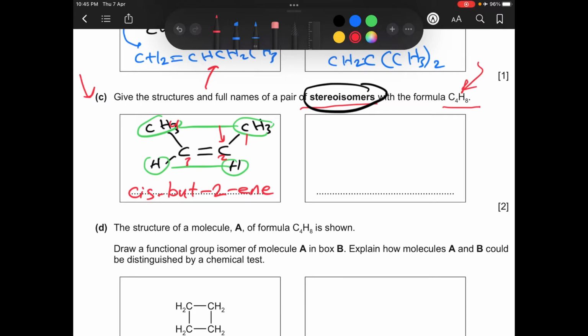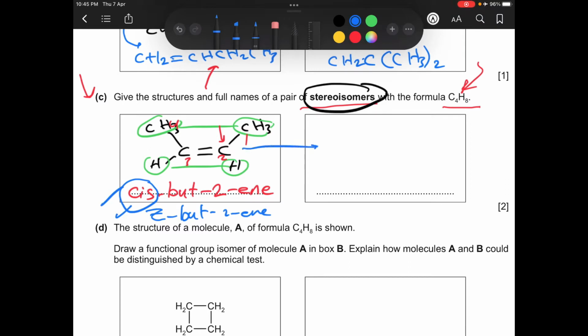You can draw that, or describe the cis in terms of a symbol, which is Z. Z comes from a German word, Zusammen, which means together. So you can say Z, but if you just like to enhance your answer, it's up to you, but both are correct. And let's go to the trans.